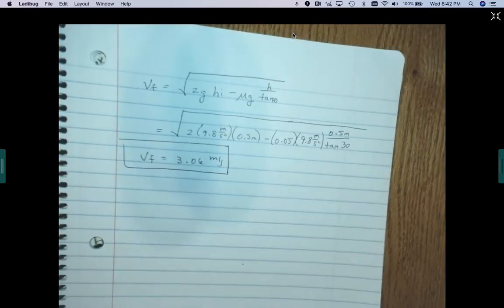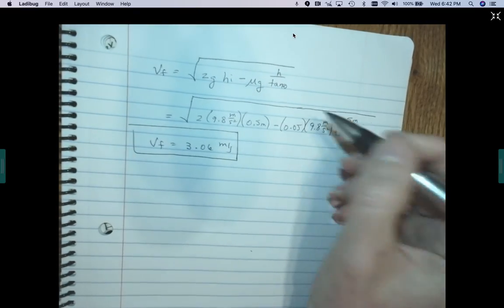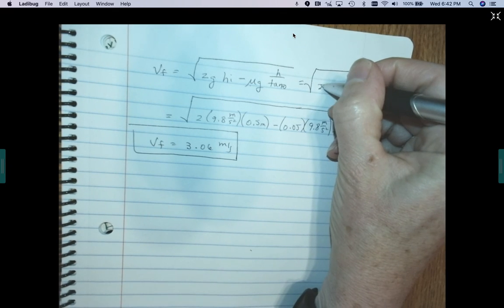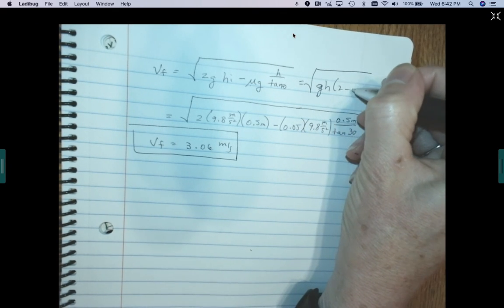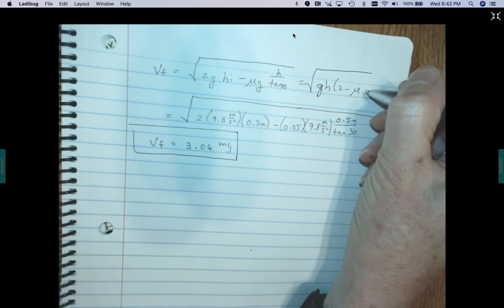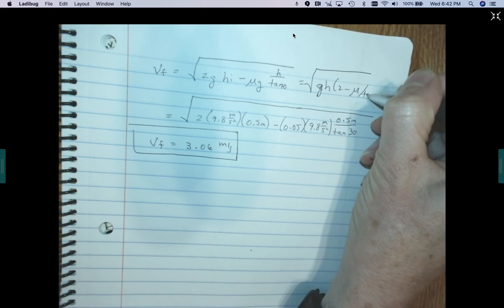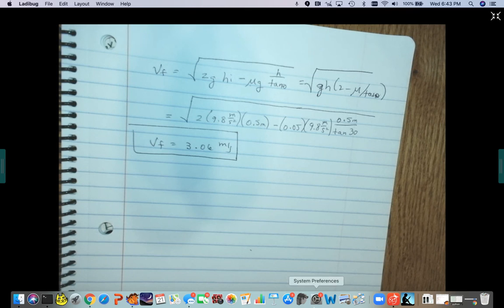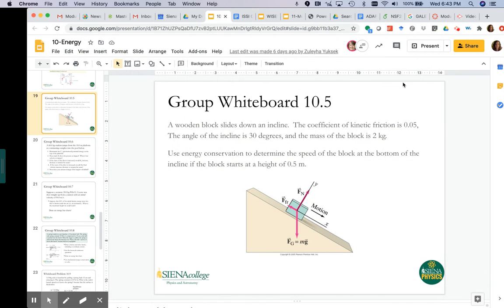And I goofed up a little bit. We could have done even more algebra. We could have factored out the g and the h in here, right? This could be the square root of 2gh times 2 minus mu over tan theta. But we'll save that for another time. Okay, we plugged in our values and then boxed our answers. We have our labels, units clearly labeled. I'd give myself full credit for presentation.